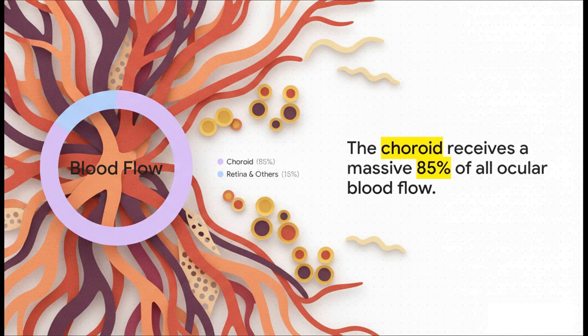Now, this is wild. Despite the retina getting pretty much all the spotlight in clinical discussions, a massive 80 to 85% of all ocular blood flow is actually directed to the choroid. The choroid is supplied by those posterior ciliary arteries we just talked about.